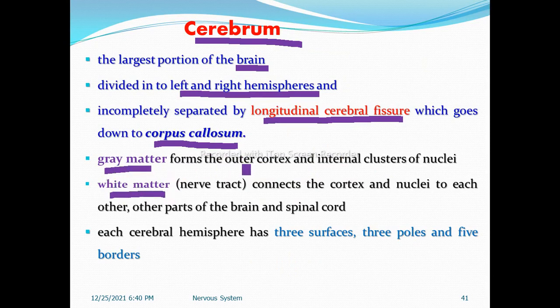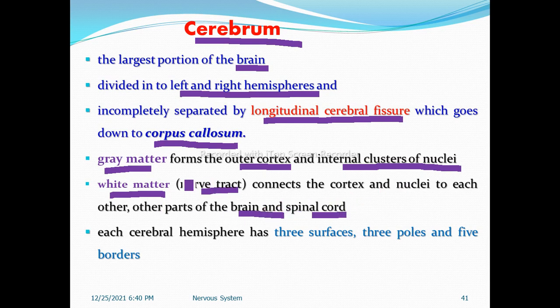Gray matter forms the outer cortex and internal clusters of nuclei. All the outer section, the cortex, is gray matter, but some ganglia or nuclei are found in clusters in the center of the brain. White matter is nerve tracts, nerve fibers, that connect the cortex and the nuclei to each other and to other parts of the brain and spinal cord.